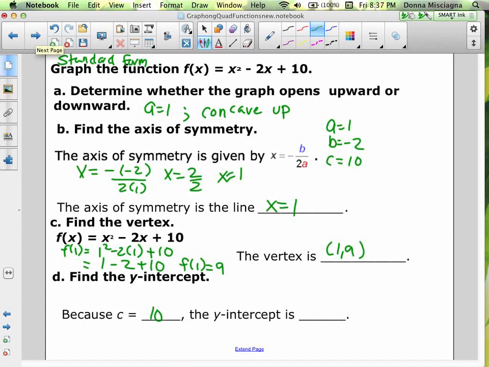Our y-intercept is the easiest thing of all. And when it's in standard form, it's going to be your constant, because if you plug in 0 for x squared and 0 for the -2x, the only thing left is 10. So our y-intercept is (0, 10). So that's the easy thing for standard form, is the y-intercept. All right, so 2 out of 3 are done. Let's find our x-intercepts.